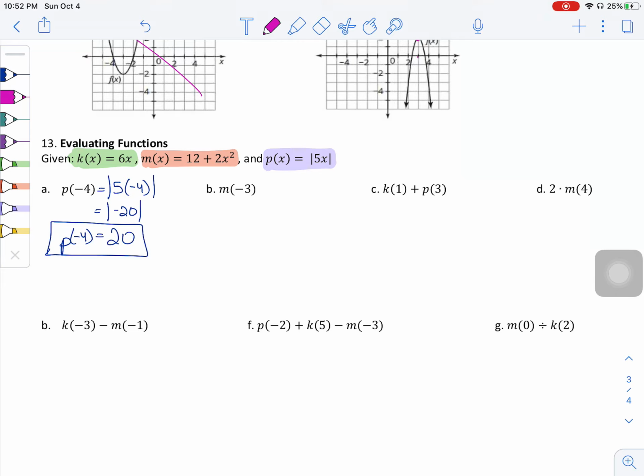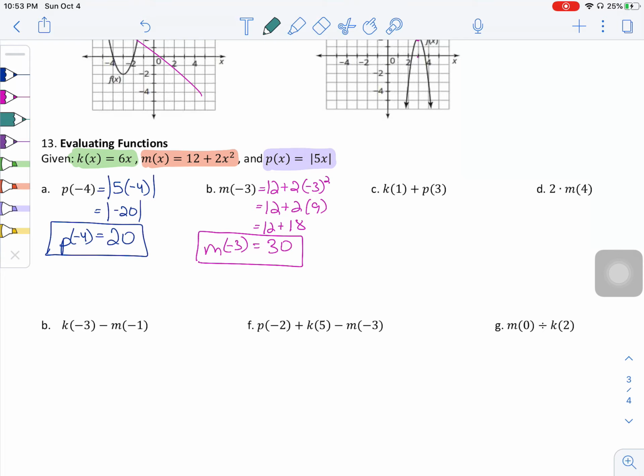Let's see, part B, we're using the M function, and everywhere we have an x, we're going to replace it with a -3. So order of operations tells me I need to do my exponents before I do multiplication or addition. -3 squared is 9. So then I'm going to do multiplication. So we've got 2 times 9 is 18. And then 12 plus 18 is 30. So M of -3 is equal to 30.